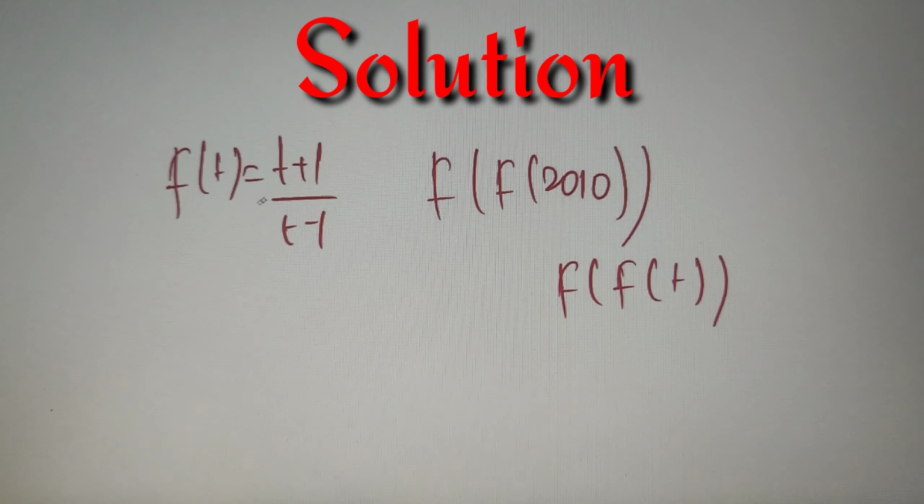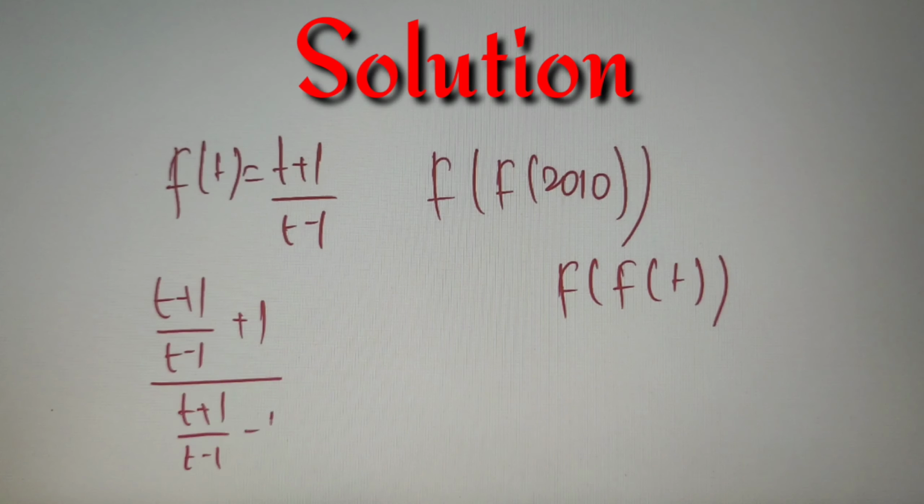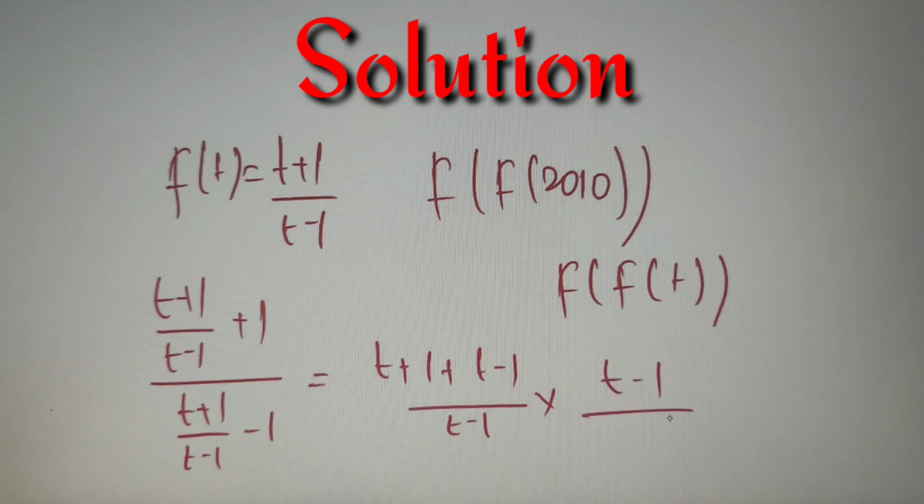So if I put f of t in place of t, I will get t plus 1 whole divided by t minus 1, plus 1, whole divided by t plus 1 divided by t minus 1, minus 1. So upon solving, we will get t plus 1 plus t minus 1 whole divided by t minus 1, into t minus 1 whole divided by t plus 1 minus t plus 1. So we'll get this value.